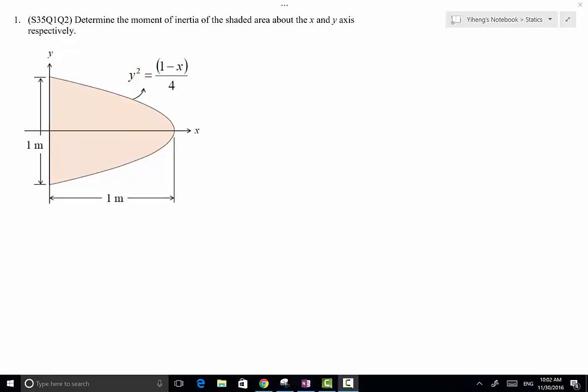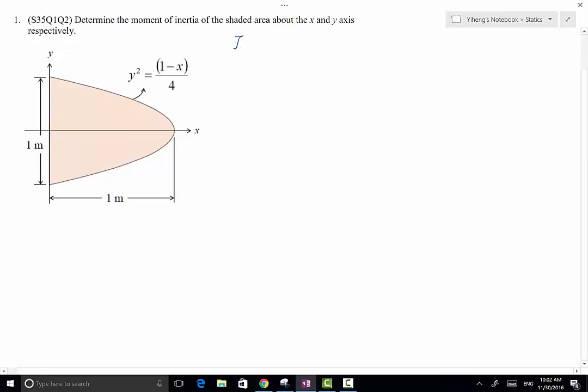Let's look at this problem. We have this shaded area, which is defined by this equation, and we need to determine the moment of inertia, which is the area moment of inertia, about the x and y axis respectively. So let's first try to determine the area moment of inertia of this area with respect to the x-axis.